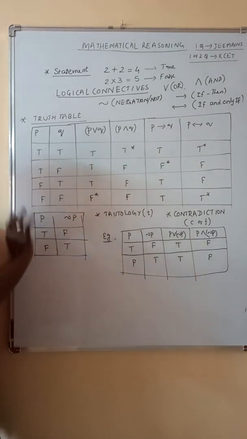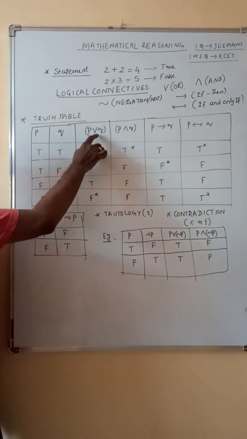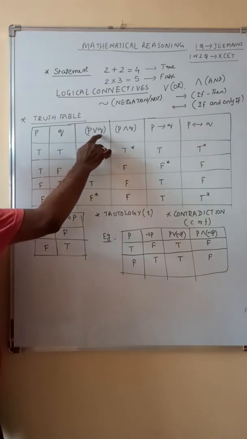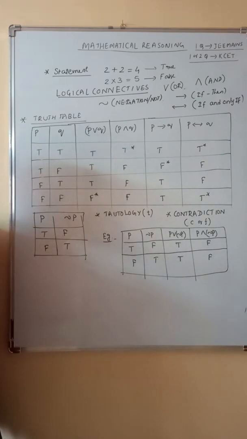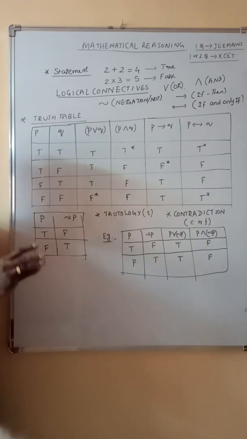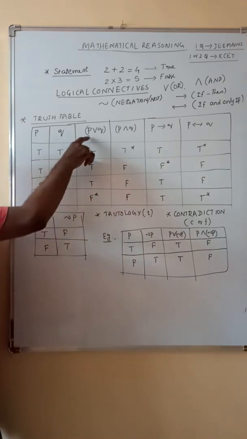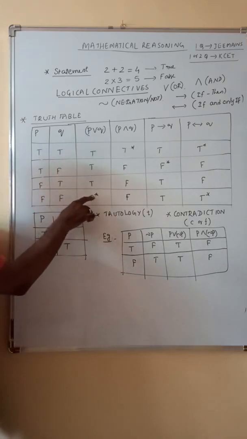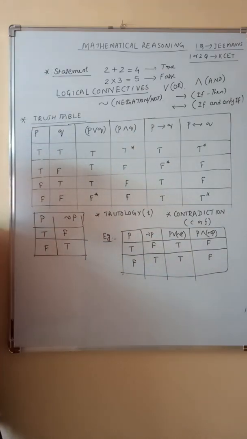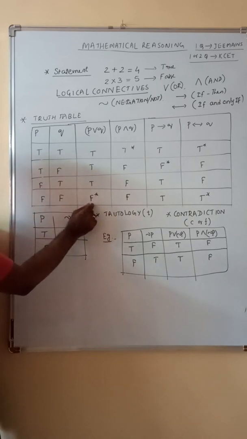So in OR, what is the key point? In P or Q, it is the compound statement. In this compound statement, what are the components? P and also Q. If both P and Q are false, then only P or Q is false. So that's why I'm keeping a star here. If I remember this, then I can write the truth table of P or Q. If both components are false, then only P or Q is false.